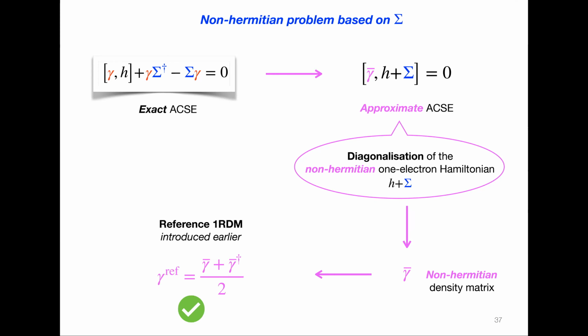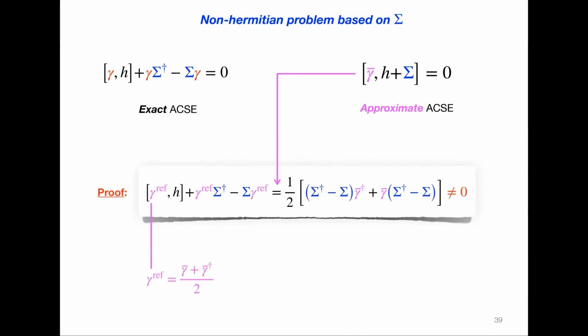And interestingly, if you symmetrize it, you will get the reference density matrix that was in orange, that I have introduced. But now the good thing is, I can prove rigorously that that reference density matrix is not the exact solution to the problem. And how do I know that? I just need to insert it into the anti-Hermitian contracted Schrödinger equation. If I make the derivation, I realize that because of the non-hermiticity of this static self-energy, it can never be equal to 0.